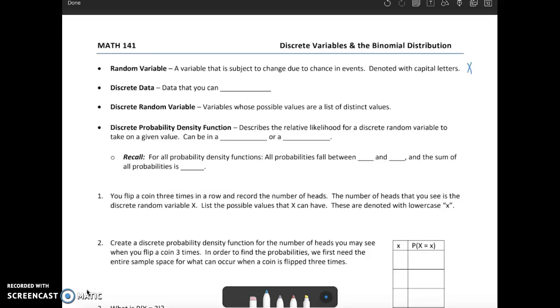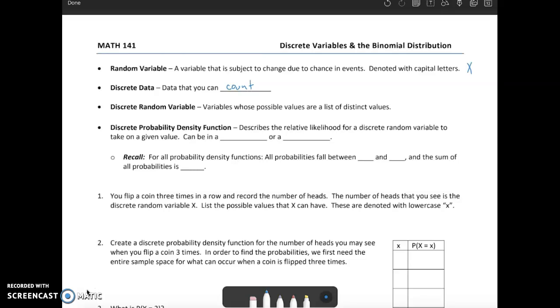Discrete data is data that you can count. So it's data that does not take on all of the small little fractions and decimals of values. Usually it ends up being whole numbers, but just data that can be counted in some way. So then a discrete random variable is a variable whose possible values are a list of distinct values.